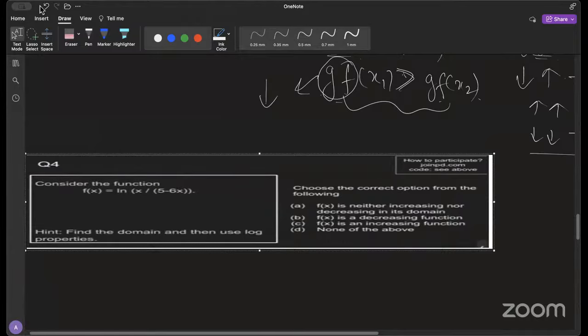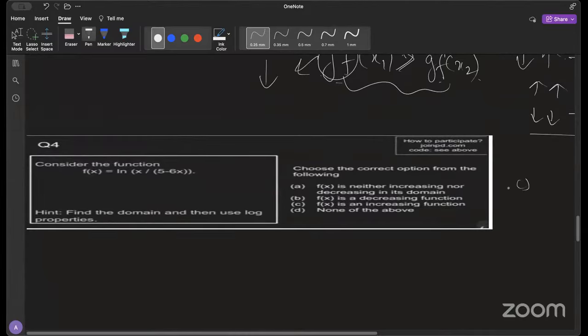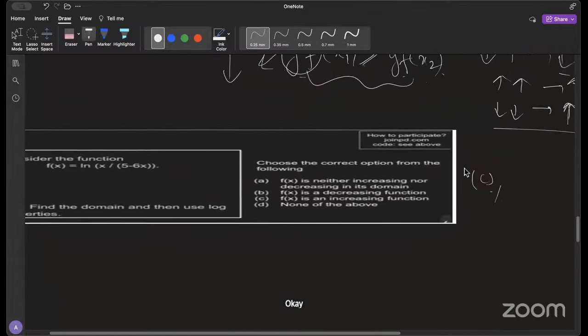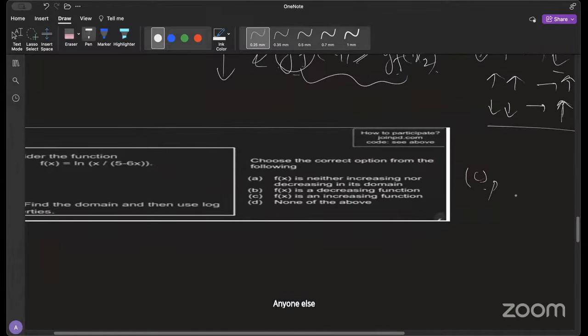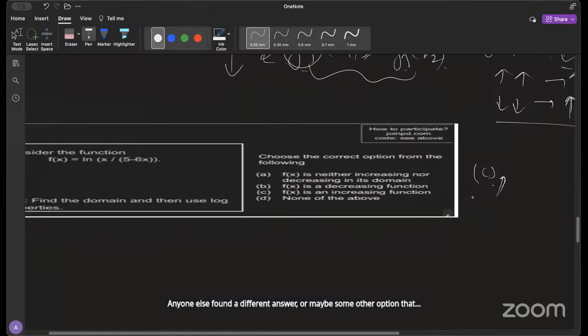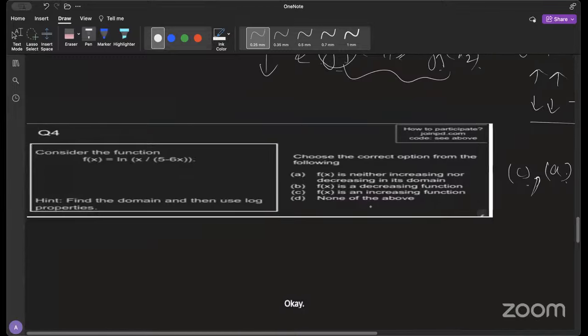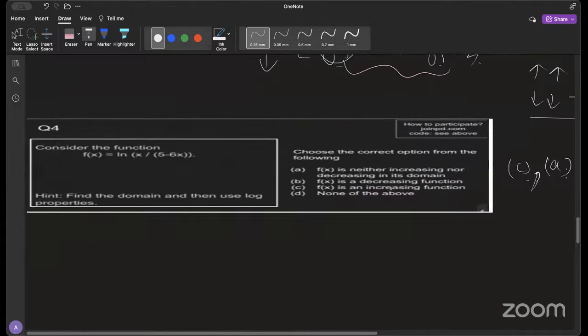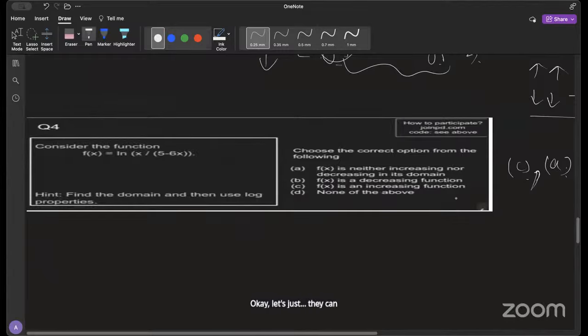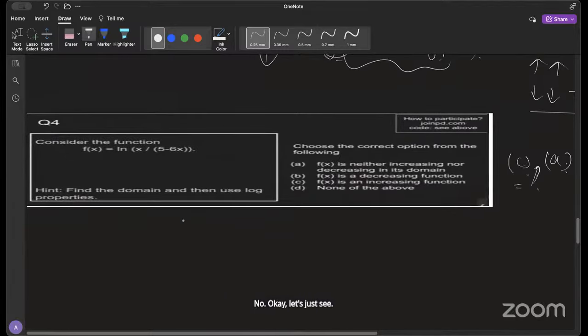Ma'am, option C. Okay. Anyone else who found a different answer, or maybe some other option that you found correct? Option A. Okay, they can't be both together. Okay, let's just see.